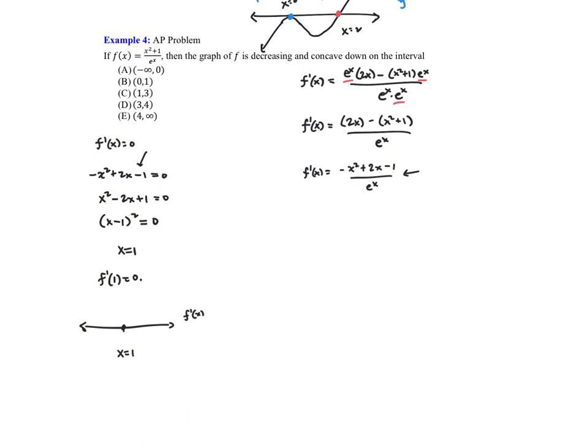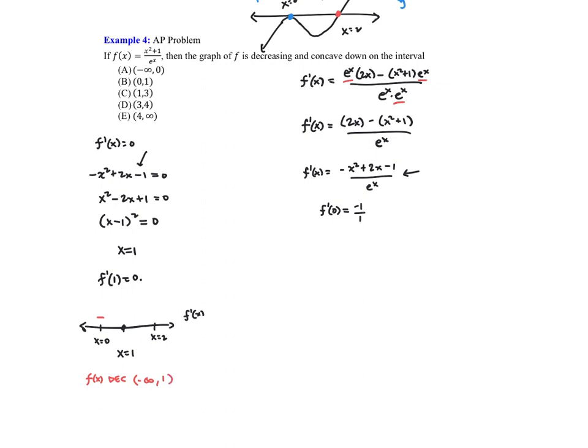Let's plug in one value. We know that if I plug in x equals 0 or x equals 2, that will expose what the function will be doing on both sides, what f prime's output will be. So if I plug in a 0, f prime at 0 is going to equal negative 1 over 1. So I know that f of x is decreasing on the interval from negative infinity up to 1.